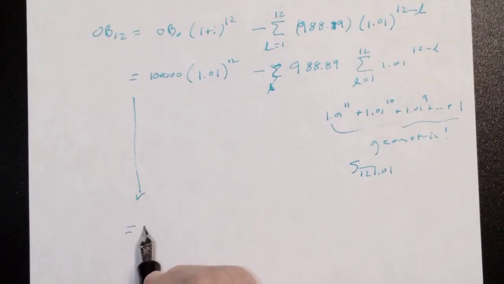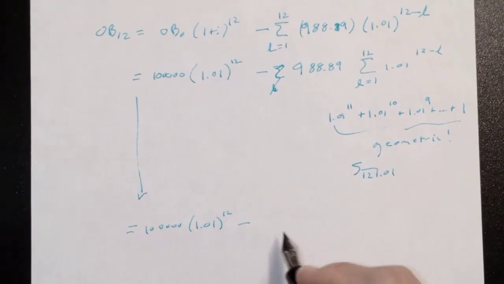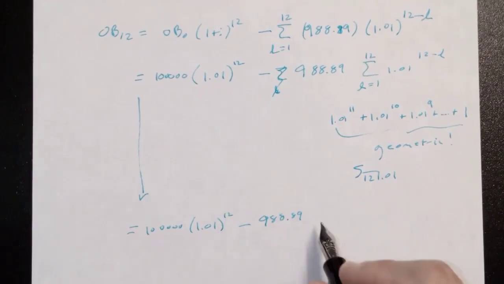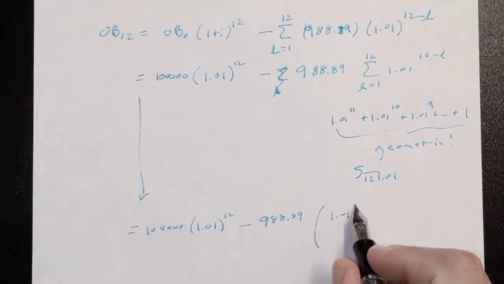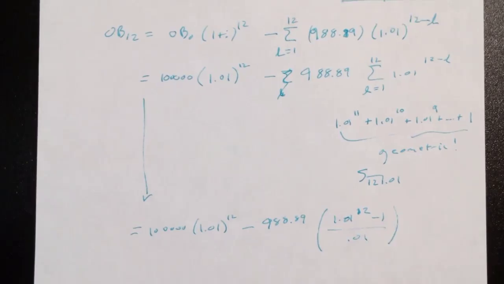Oh, yay! So this formula gives me 100,000 times 1.01 to the 12 minus 988.89 times S12 at 0.01, which is 1.01 to the 12 minus 1 over 0.01. Because all of those payments were level, they were all 988.89, I can actually work this out in one fell swoop. Yay! So what do I owe at the end of the year?